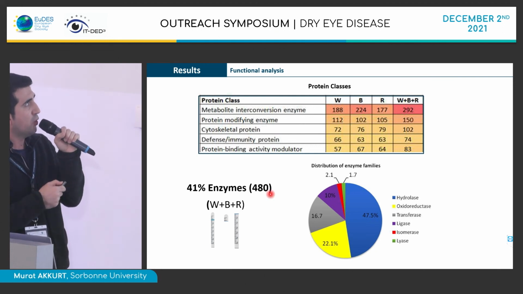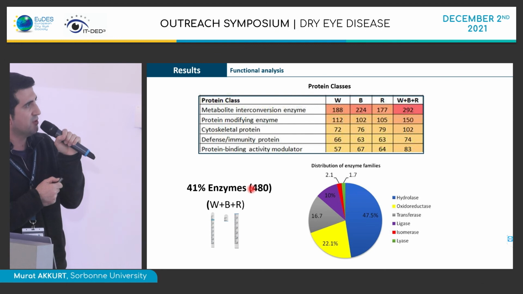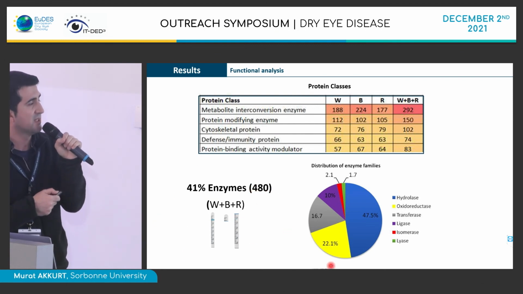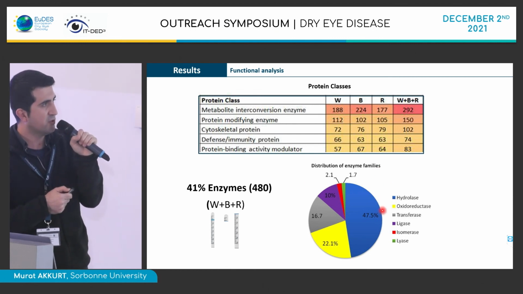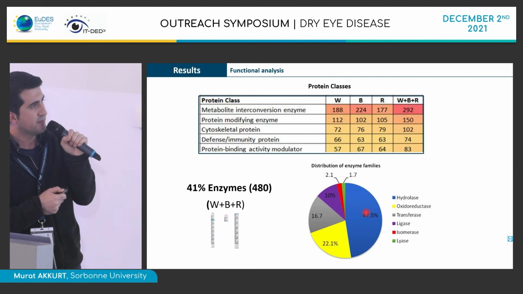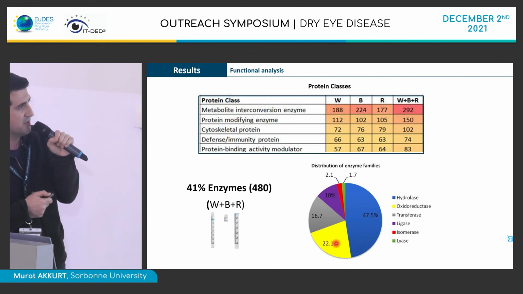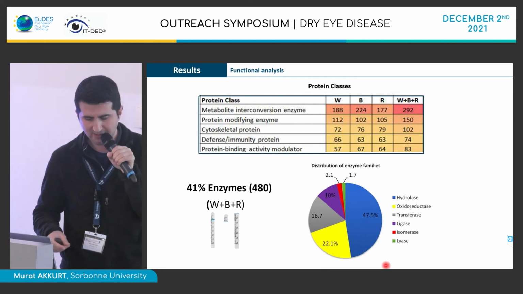So among all the identified proteins in this classification, 41% of them corresponded to enzymes, with a number of 480 in all 3 batches. And when we analyze the families of these enzymes, we can see hydrolases are almost half of these enzymes, and the second major group is oxidoreductases, which are important in the homeostasis of tear film.